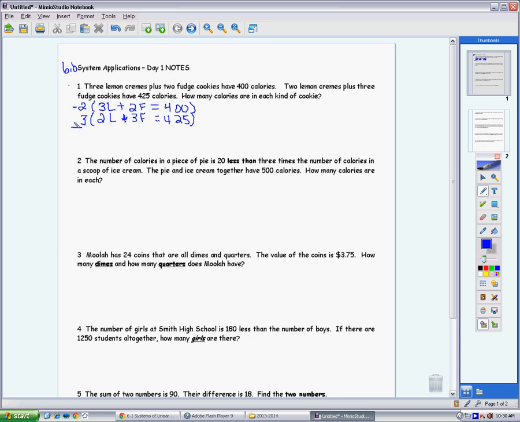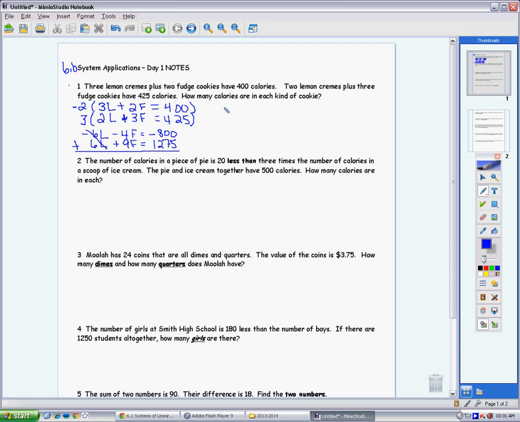Okay, now I'm going to multiply those out, and I am going to get negative 6L minus 4F equals negative 800. And I'm going to get 6L plus 9F equals 1275. Okay, so now that I have one of my variables ready to cancel out, now I'm going to add my two equations together, and that's going to cancel out my lemons.